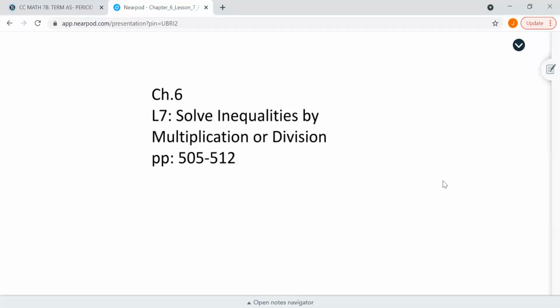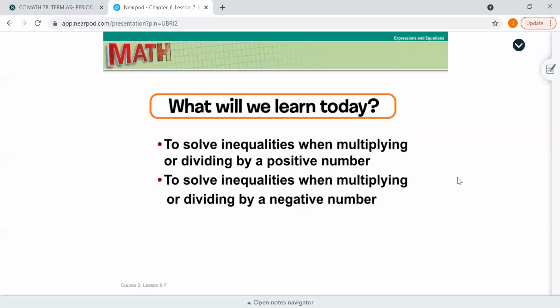Okay, so today I'm going to talk about solving inequalities by multiplication and division, which is lesson 7. In this lesson, you're going to learn to solve inequalities when multiplying or dividing by a positive number or a negative number.